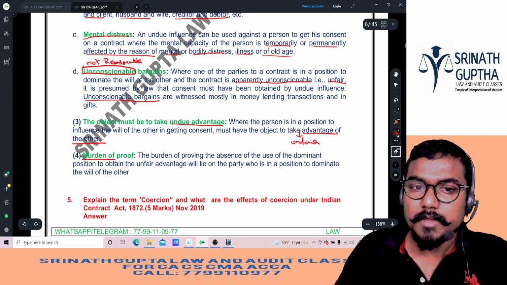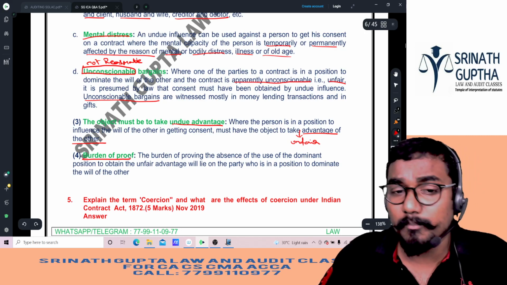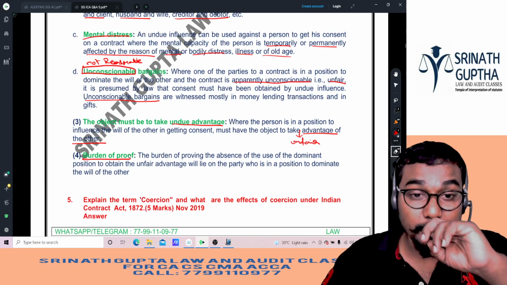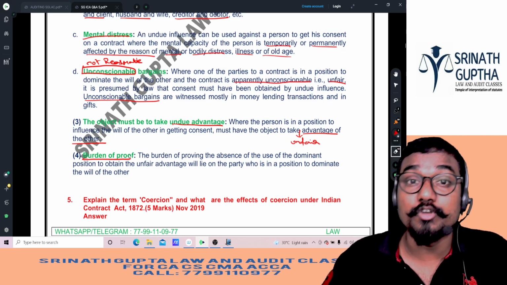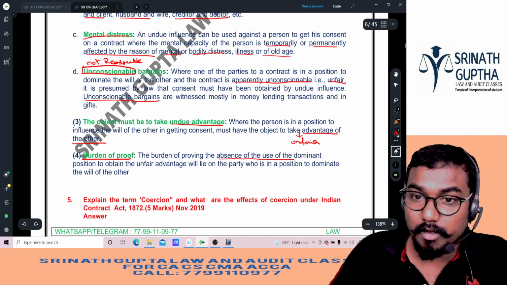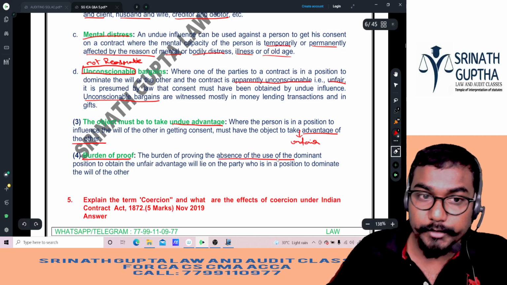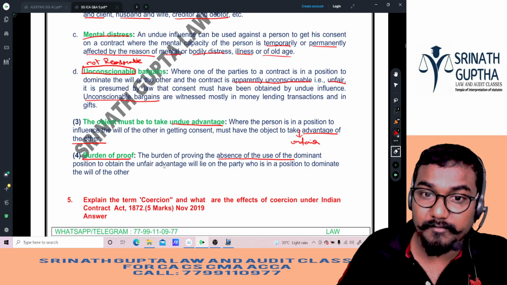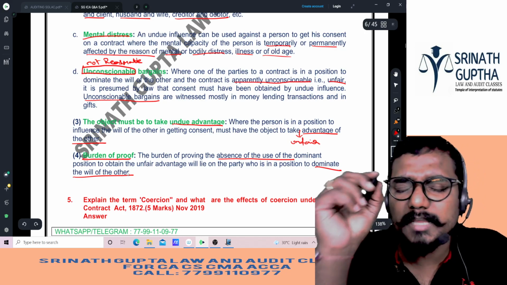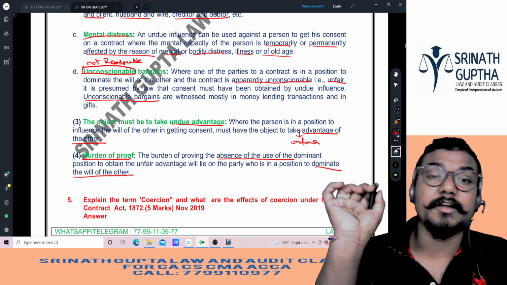And burden of proof. Who has to prove that, burden of proof lies on whom, beta? Dominating or weaker? Dominating party has to prove that there is no undue influence. So the burden of proving the absence of the use of dominant position to obtain unfair advantage will lie on the party who is in a position to dominate the will of the other. Simply, the dominating party has to prove that there is no undue influence.